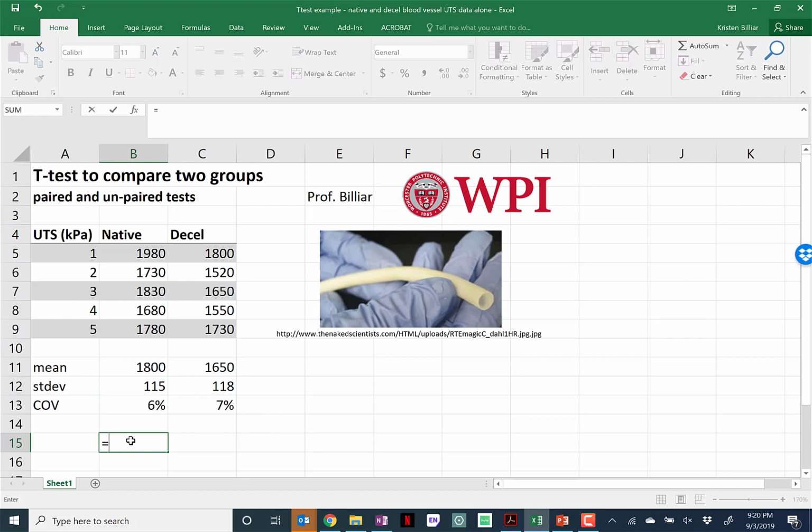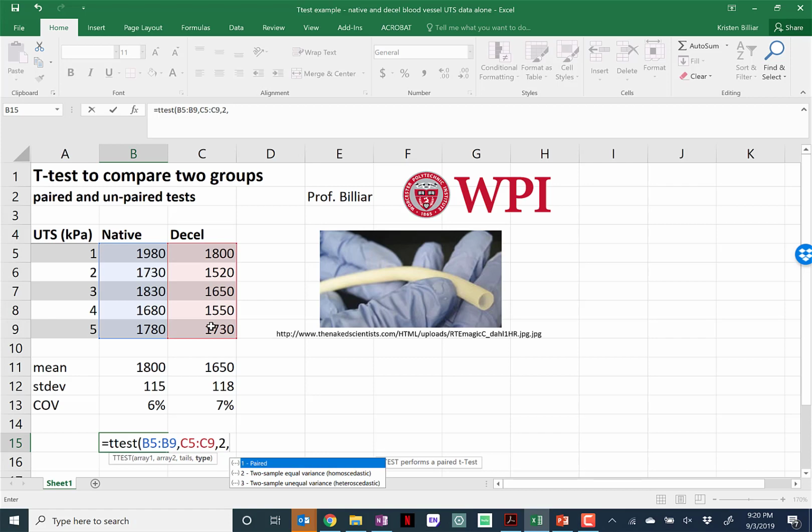And to do that, we say equals t-test. And then it has a series of components. We first put our first array in there, and then comma, and our second array, comma. The number of tails, I'm going to put 2 because I'm not presuming that it's either higher or lower. My hypothesis is that there is no difference. So I'm using a 2-tailed distribution. And then the final one is paired or unpaired. You can either select equal variance or unequal variance.